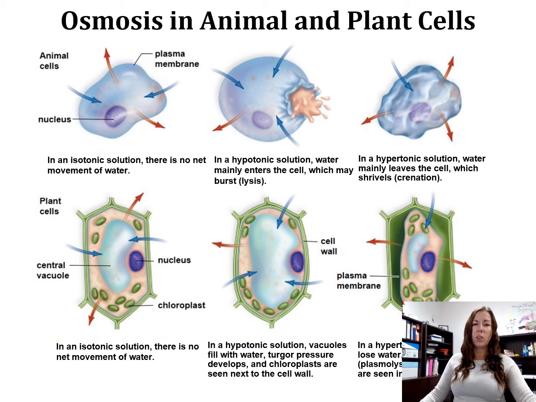This is a really good image that shows you osmosis in animal and plant cells. You can see that in an isotonic solution, everything's in equilibrium. In a hypotonic solution, water is going to enter the cell, and that could cause an animal cell to rupture, but a plant cell is just fine. It has that giant vacuole that can store all of that. In a hypertonic solution, water is going to actually leave the cell, and that can cause crenation in animal cells and plasmolysis in plant cells.